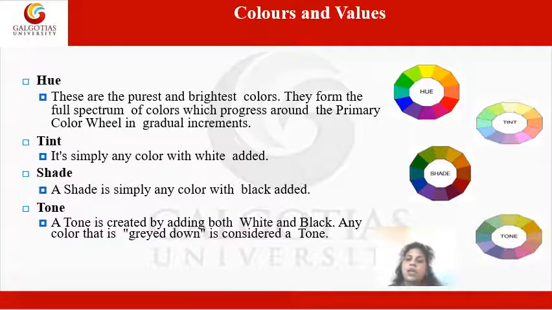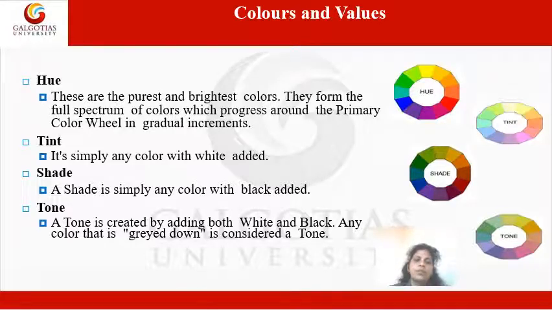Suppose in any of these hues, in this pure color, we mix the white, definitely it will fade. If we mix some other color, we will have a third one. So the primary color changes with another one. Then we come to the tint. It's simply any color with white. Tint, we can understand as the light one.